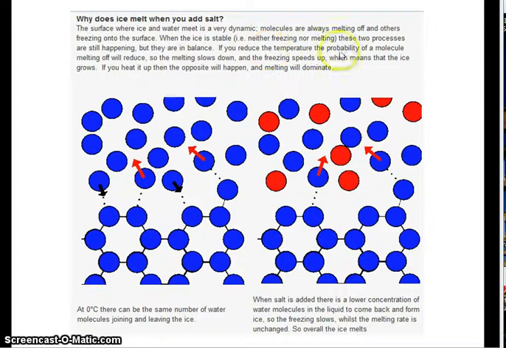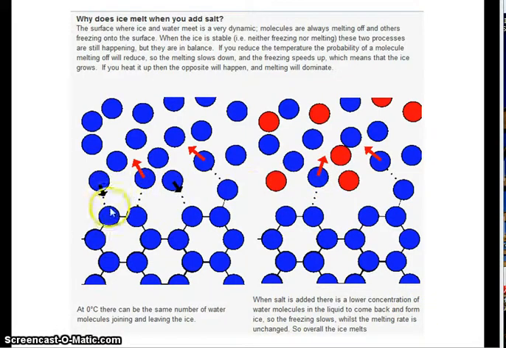If you reduce the temperature, the probability of a molecule melting off will reduce, so the melting slows down, and the freezing speeds up, which means that the ice grows when it's below 0 degrees Celsius. If you heat it up, the opposite will happen. The melting will dominate. So at 0 C, there can be the same number of water molecules joining up and leaving ice. That's what they're saying. So when salt is added, there's a lower concentration of water molecules in the liquid to come back and form ice.